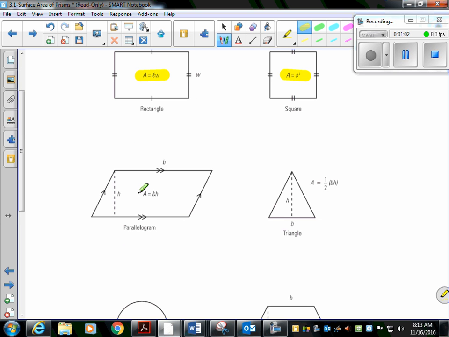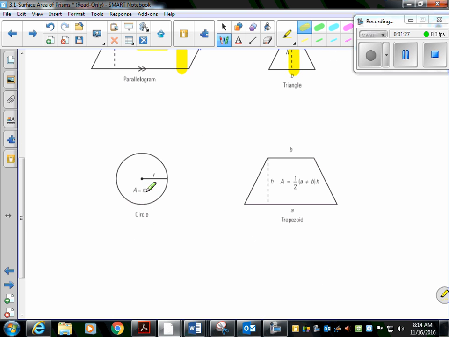The parallelogram is base times height. So base, and then a 90-degree from the base to the height. That 90-degree could be here even, straight down. Triangle is 1/2 base times height. The height comes from the vertex of the one corner down to the base.